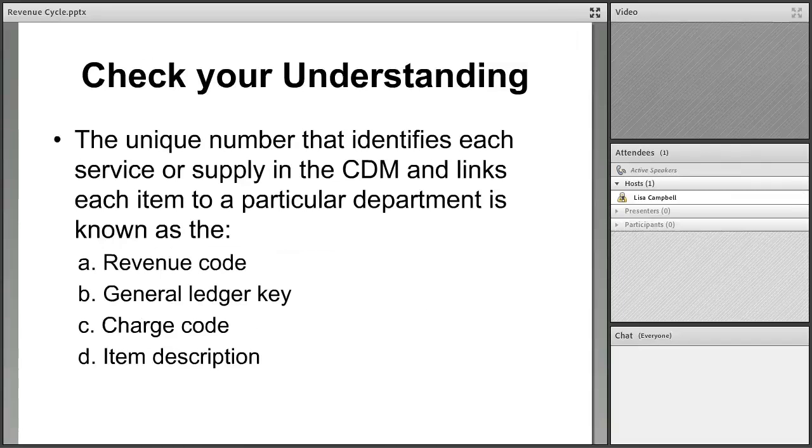Next question. The unique number that identifies each service or supply in the CDM, that's the Chargemaster, and links each item to a particular department is known as A, revenue code, B, general ledger key, C, charge code, or D, item description. And the correct answer is C for charge code.